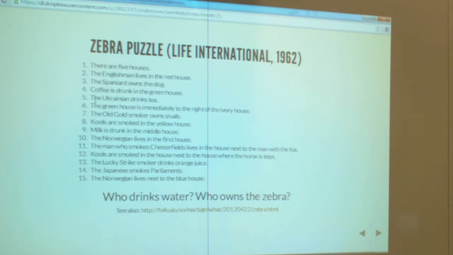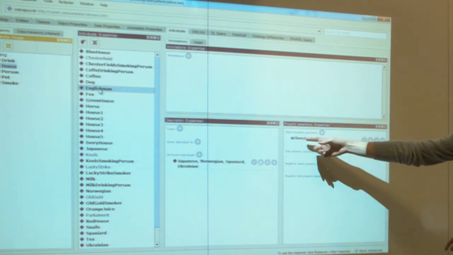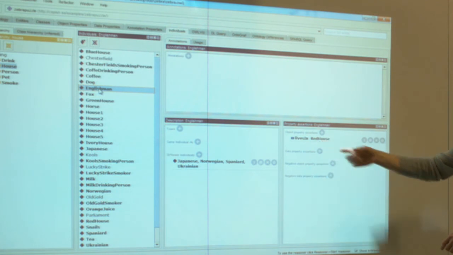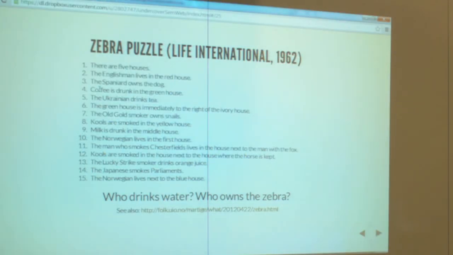Well, the Englishman lives in the red house. The first one we have done. This is an easy one. We just go and find Englishman. Here it is. And then we make an explicit assertion that he lives in the red house. That was easy. Well, Spaniard owns a dog is also easy.